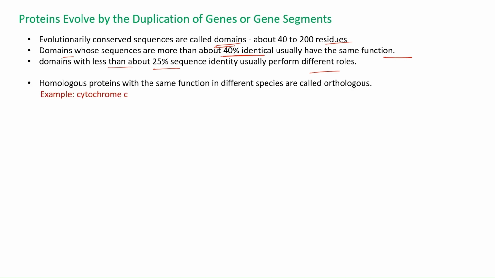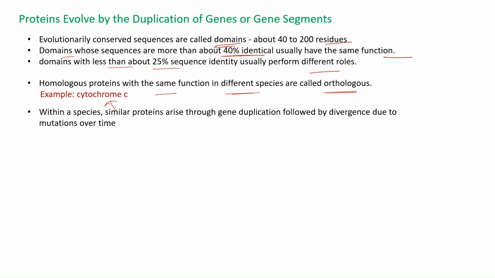Now, what are orthologous proteins? Orthologous means homologous proteins with the same function in different species. For example, cytochrome C found in different species. So they constitute a group of homologous proteins which are called orthologous.